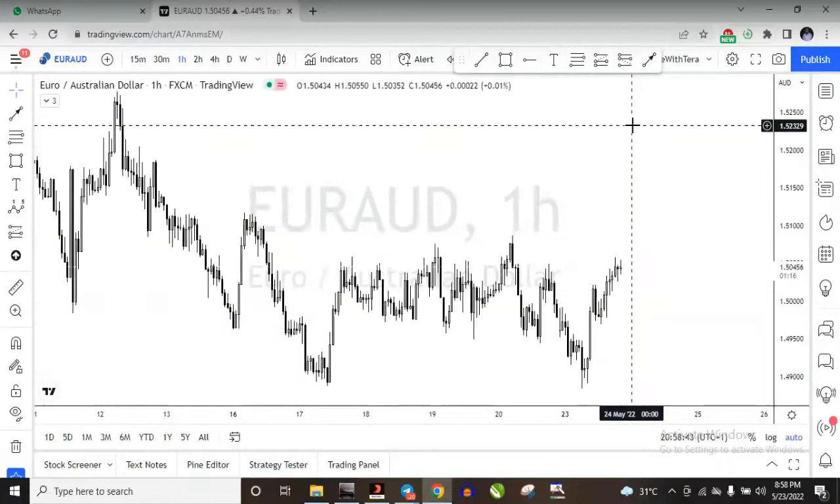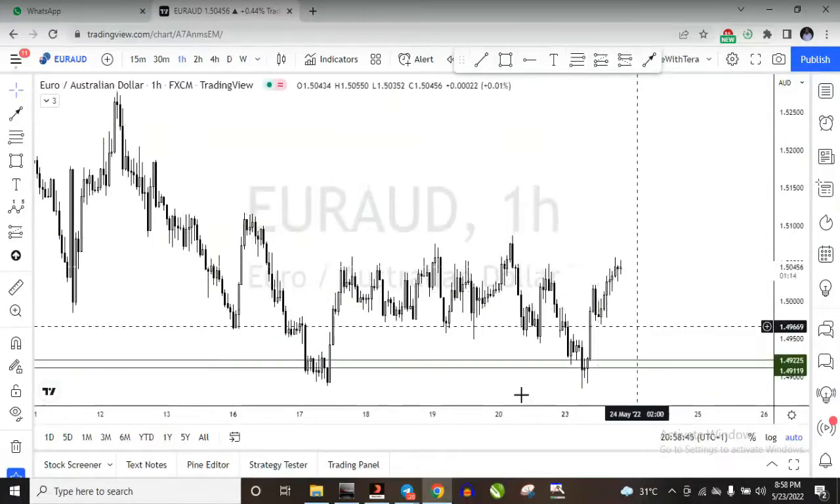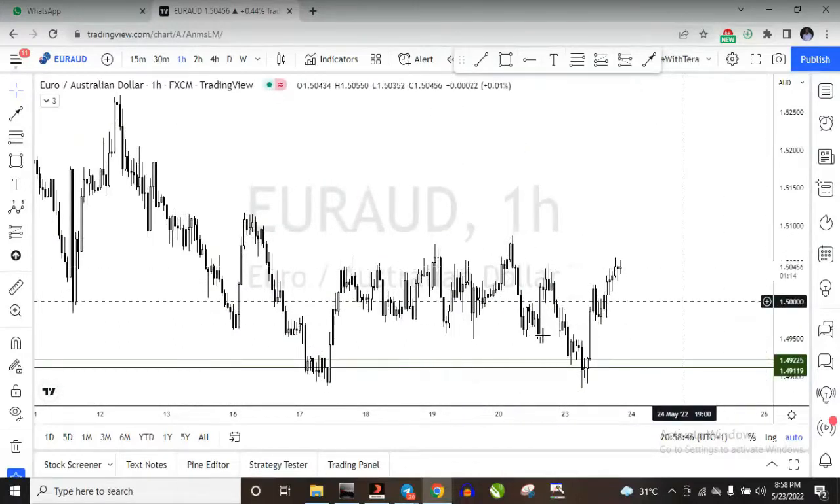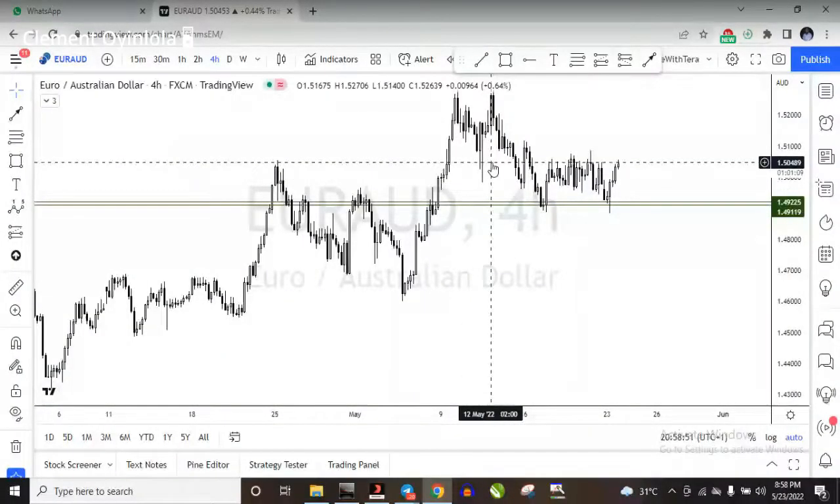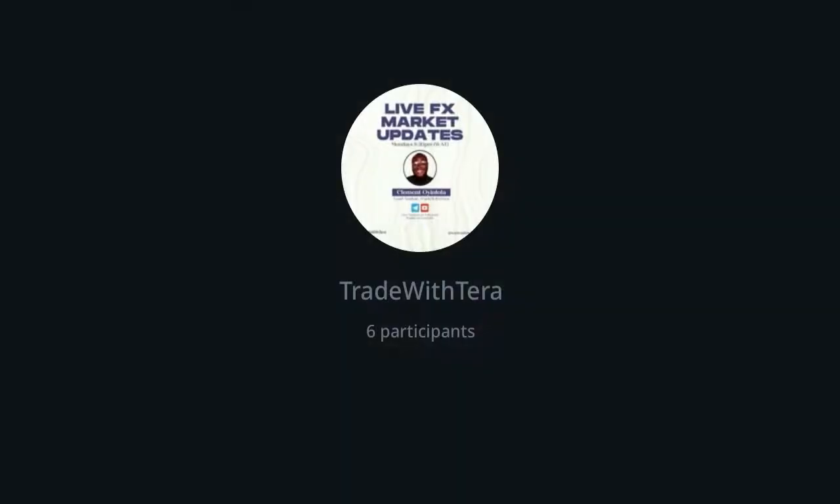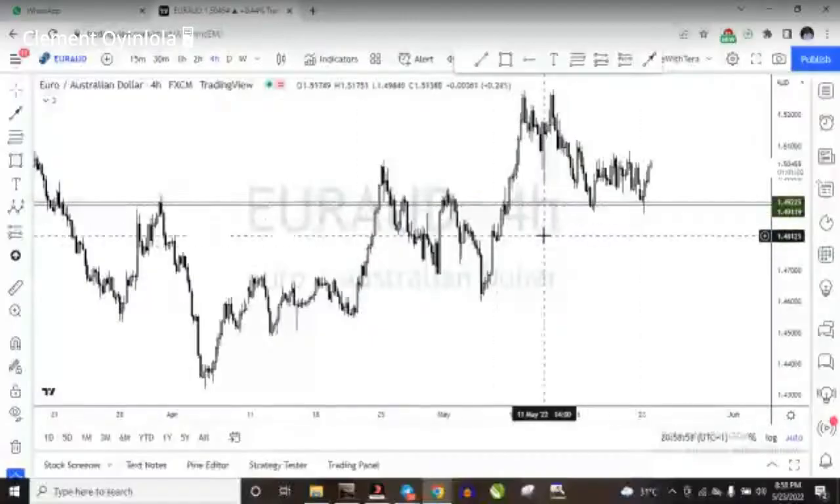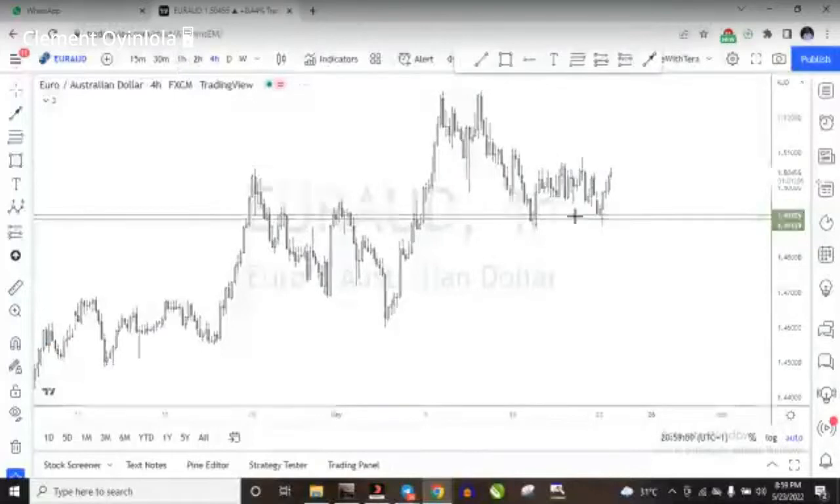Euro AUD. Euro AUD was bullish last week. I don't know how many of you enjoyed the bullish movement of Euro AUD last week, but I did. So this is another opportunity. Euro AUD is still very much bullish, so you can look for your own good entry.